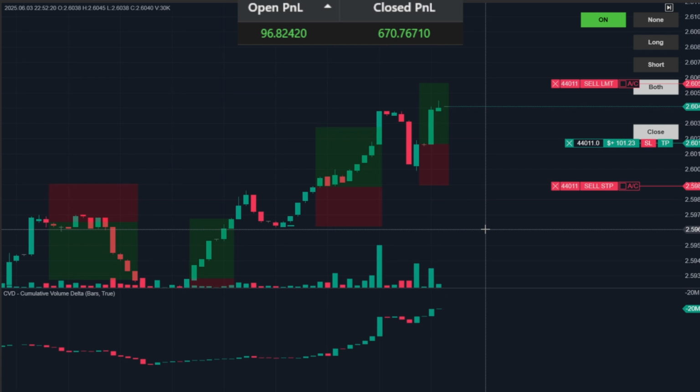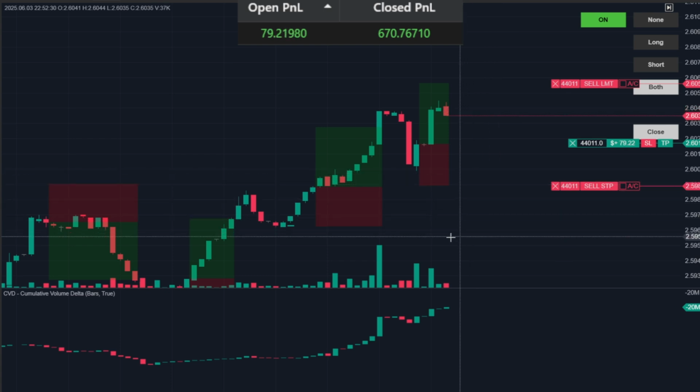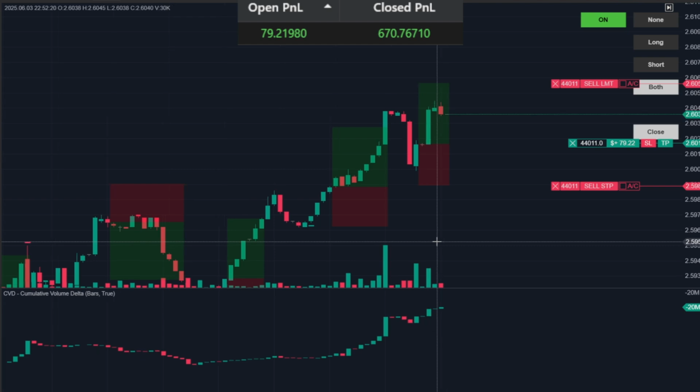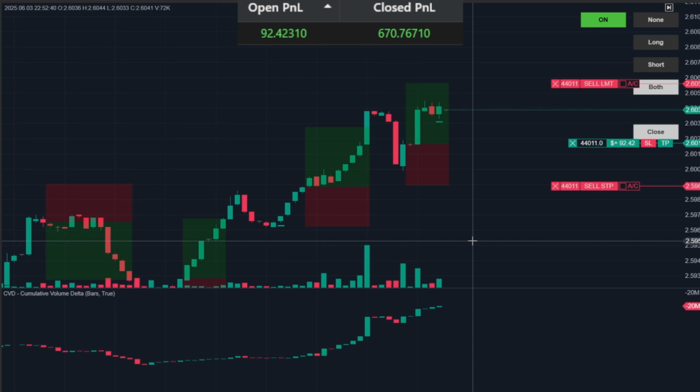Now what we want to look for here is delta increase. We don't want to see delta going down here, especially when you're getting to that take profit level. You want to see delta increasing, but delta is actually looking like it's slowing down here, which is not ideal. So we'll just see. Hopefully we can win this.